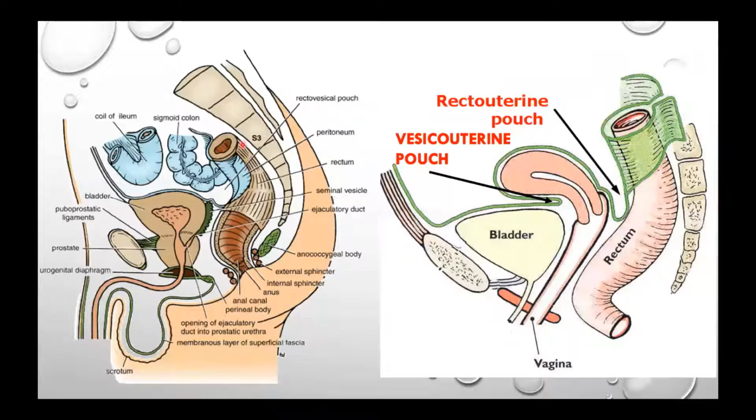You can see here, this is the rectovesical pouch. In that, we have the sigmoid colon as well as the coils of the ileum reaching up to here. Posteriorly, you can see here the lower part, the seminal vesicles are present, and behind that we have the anterior wall of the rectum. Whereas in females, you can see here the bladder base is related with the anterior wall of the vagina as well as the cervix.